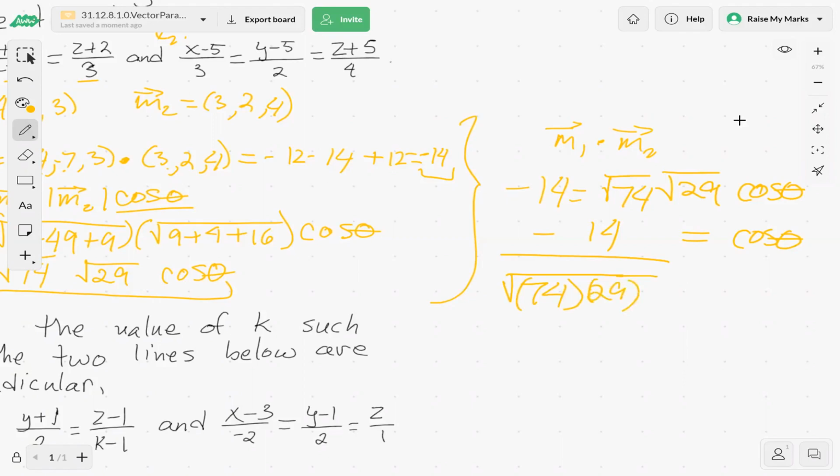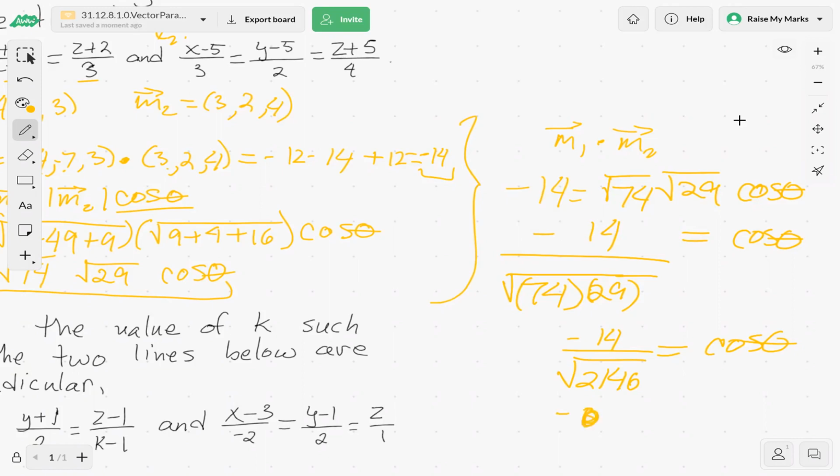Okay. Let's punch that into our calculator and see what we get. A bit of a mess, I think. Let's try this again. Let's do the denominator. I don't want to make any mistakes. So 74 times 29. All right, so we have negative 14 divided by the square root of 2,146. Big numbers. Get the square root of that. Inverse times 14.